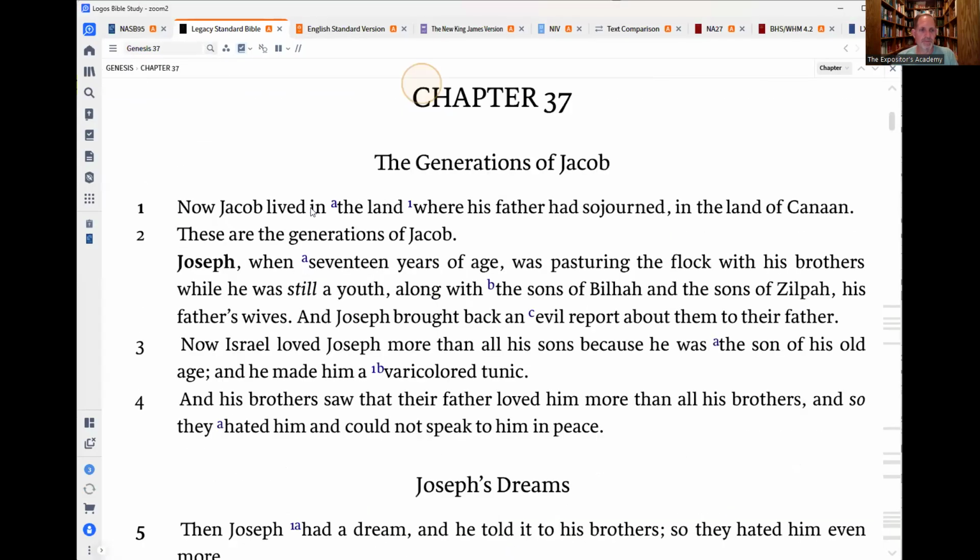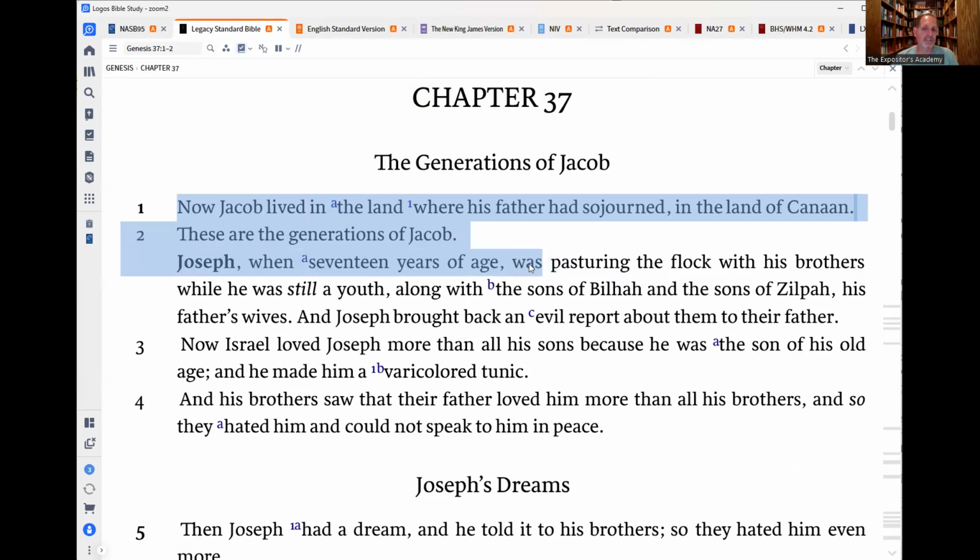when the Joseph narrative begins, it's saying Jacob lived in the land where his father had sojourned, in the land of Canaan. These are the generations of Jacob. Notice Joseph, when 17 years of age, was pasturing a flock with his brothers while he was still a youth. Okay, so now the story in Genesis 37, which again, remember, Genesis 37 to 50 is the whole Joseph narrative. So the setting of that begins when Joseph is just a young man, 17 years old.